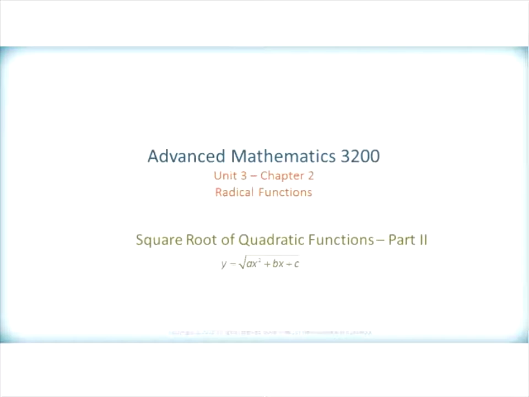Public Exam Review for Advanced Math 3200, Unit 3, Chapter 2 on Radical Functions. In this presentation, we will look at the square root of quadratic functions of the form y equals the square root of ax squared plus bx plus c.